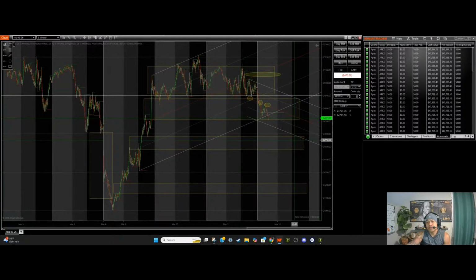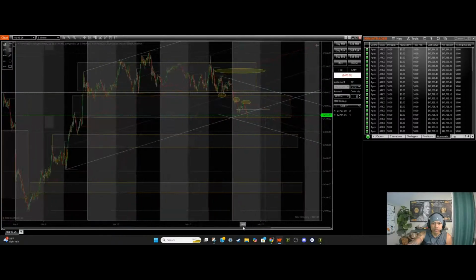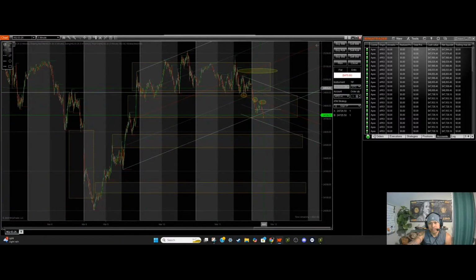But my strategy is simple. It's just trend line, break and retest. Break the trend line, break a consolidation area, I like to do a retest and then follow and join the trend, right? Because you guys all know the old saying: the trend is your friend.